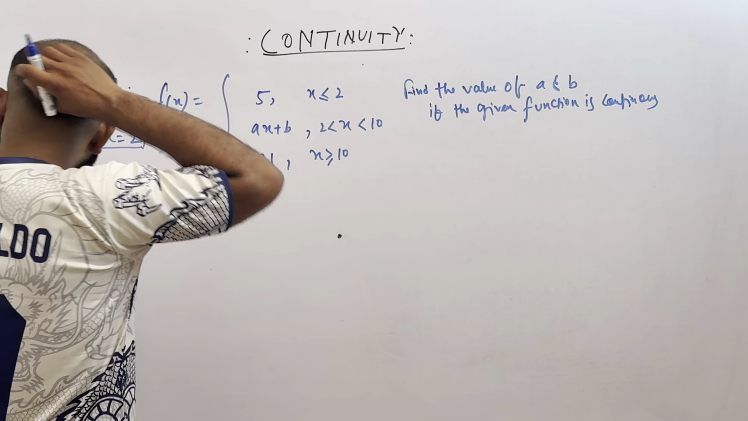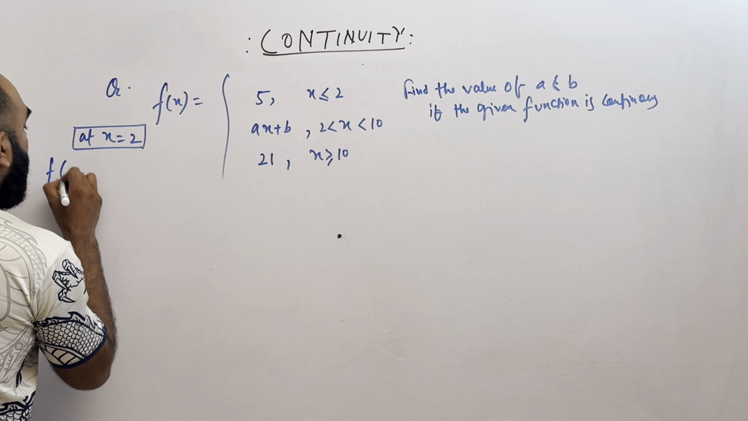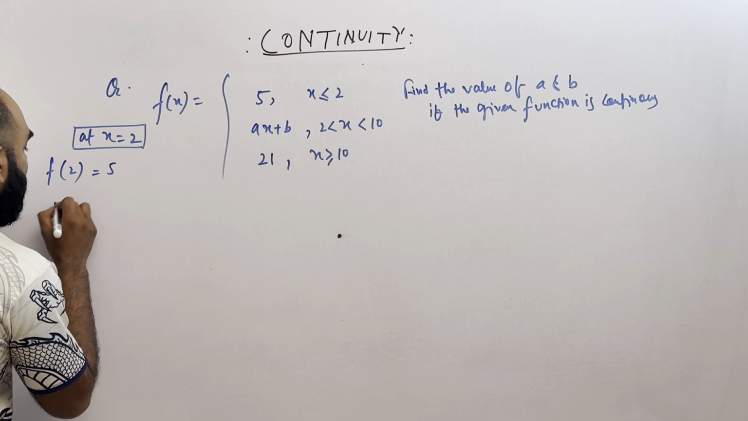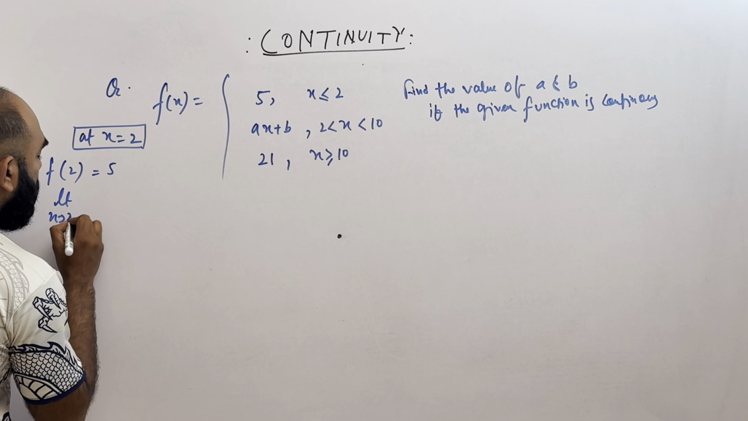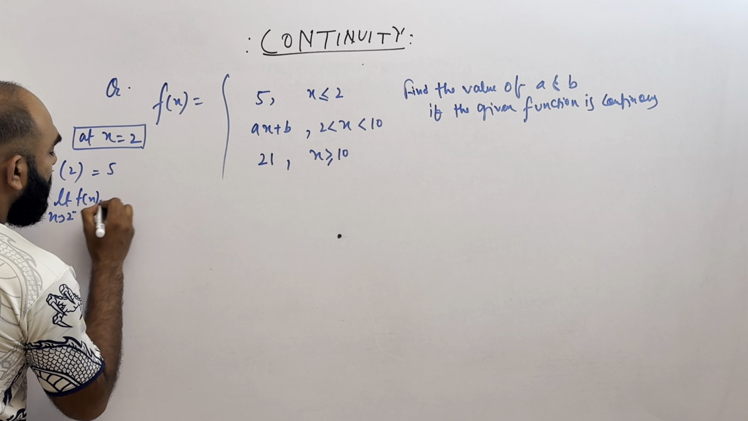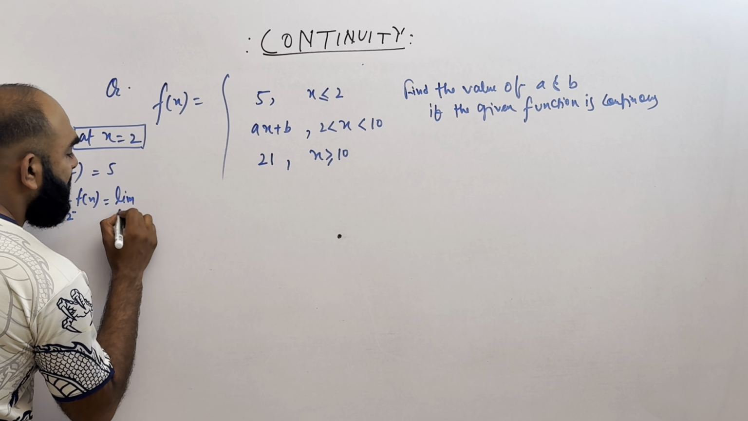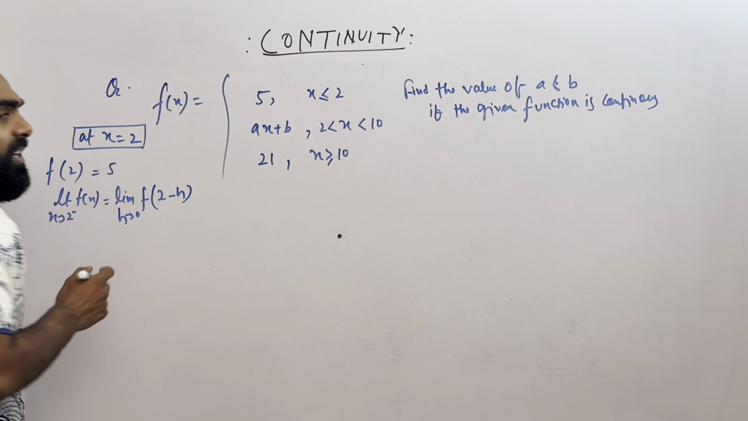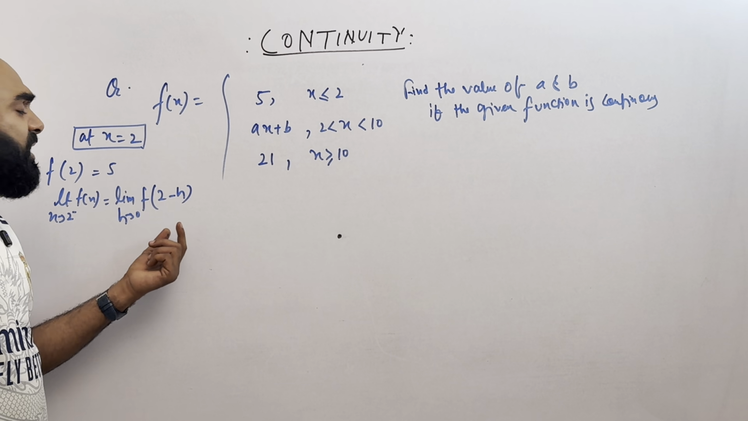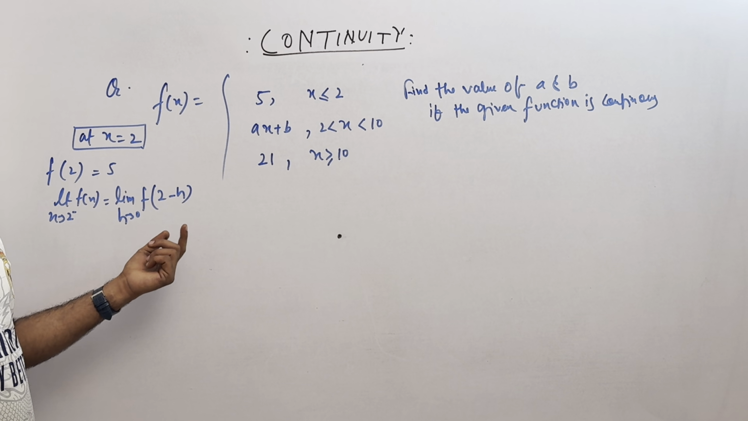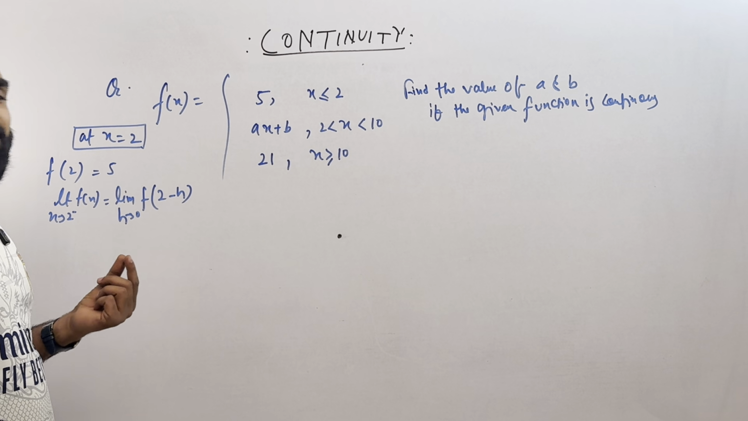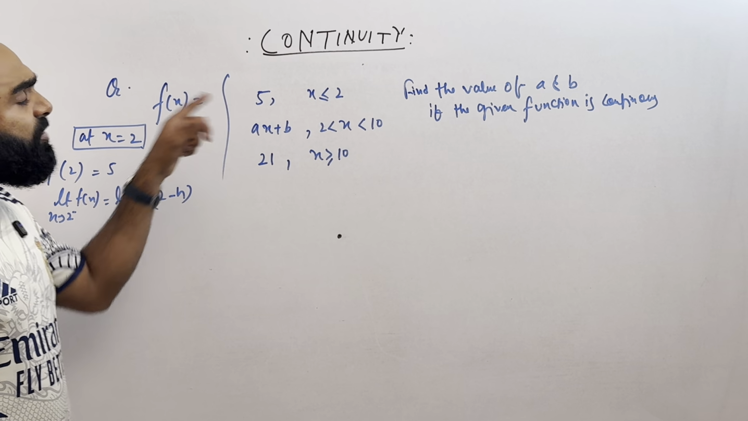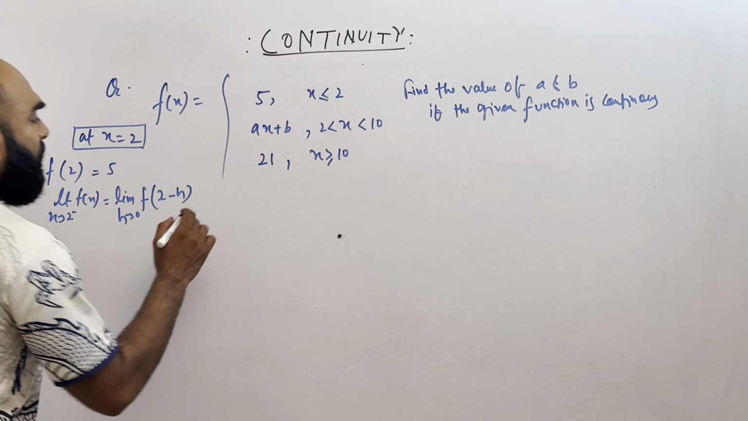Okay, sir. So at x is equal to 2, first I will write f of 2. Sir, f of 2, this function value is 5. I will write limit x tends to 2 minus f of x is equal to limit h tends to 0 f of 2 minus h. From here, they are saying go in the function and in place of x keep 2 minus h. Which function? The function which is valid for less than 2. Less than 2 function value is only 5. Oh, 5 only.